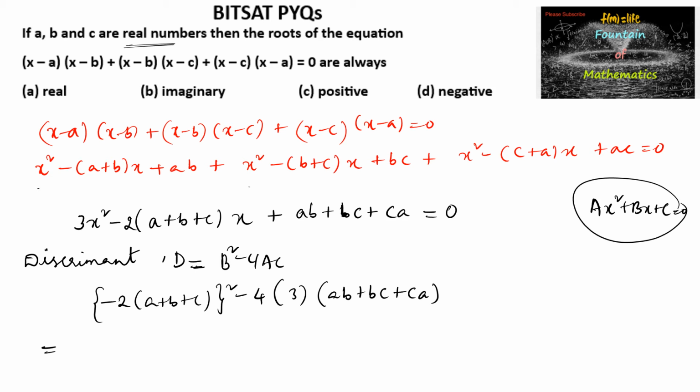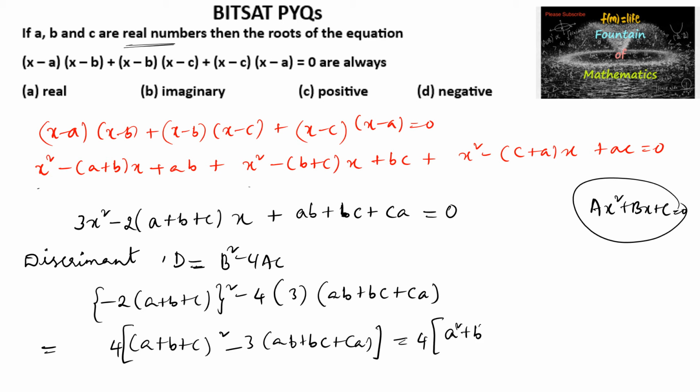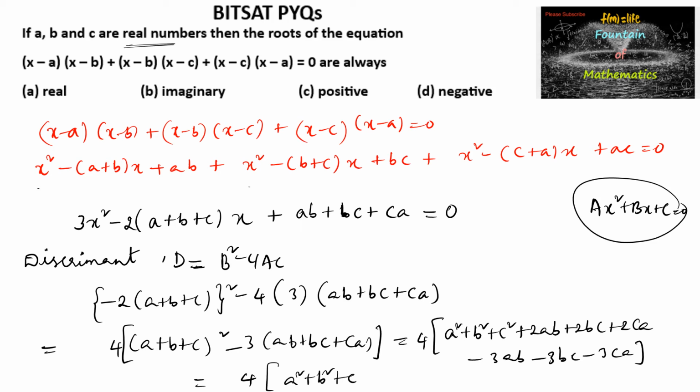Which is equal to 4 times (a+b+c) whole squared minus, since 4 can be taken common, 3 times (ab + bc + ca), which is equal to 4 times: a² + b² + c² + 2ab + 2bc + 2ca minus 3ab minus 3bc minus 3ca, which is equal to 4 times (a² + b² + c² − ab − bc − ca).